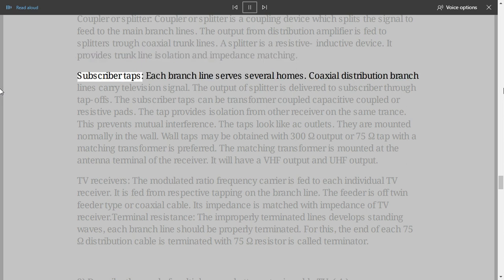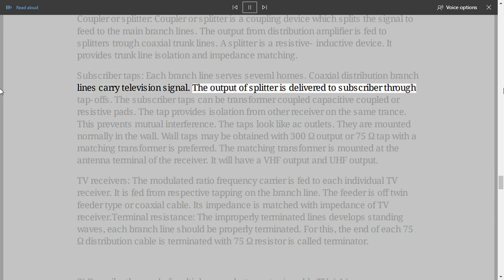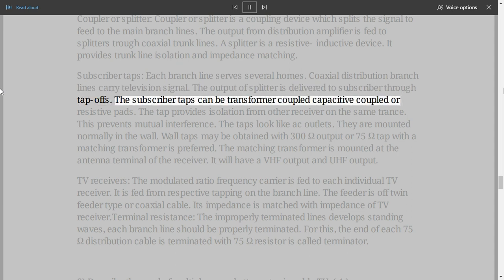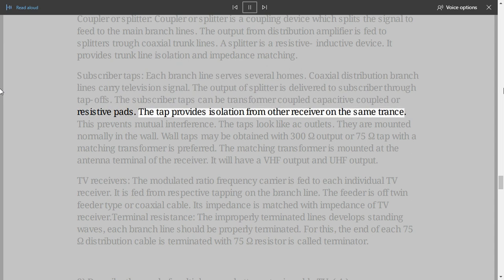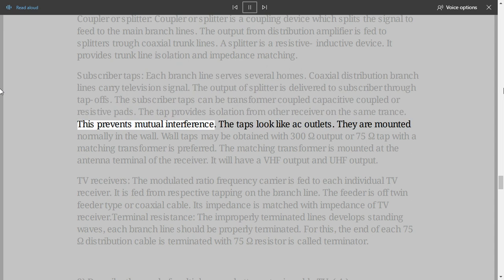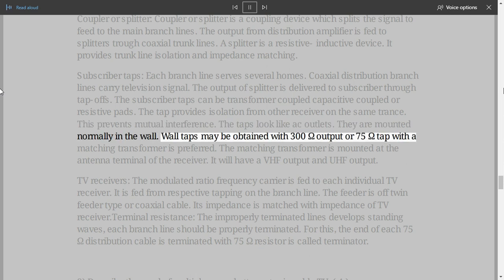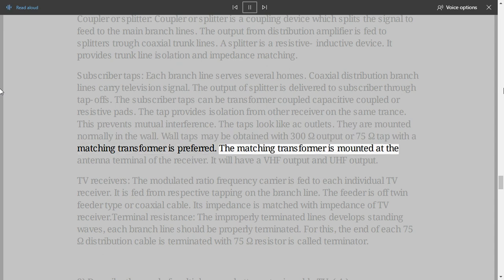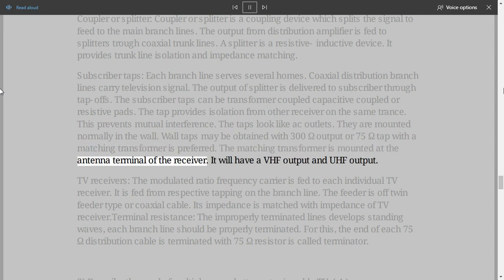Subscriber taps. Each branch line services several homes. Coaxial distribution branch lines carry television signals. The output of the splitter is delivered to the subscriber through tap-offs. The subscriber taps can be transformer coupled, capacitive coupled, or resistive pads. The tap provides isolation from other receivers on the same entrance. This prevents mutual interference. The taps look like wall outlets and are mounted normally in the wall. Wall taps may be obtained with 300 ohm output, or 75 ohm tap with a matching transformer is preferred. The matching transformer is mounted at the antenna terminal of the receiver. It will have a VHF output and UHF output.